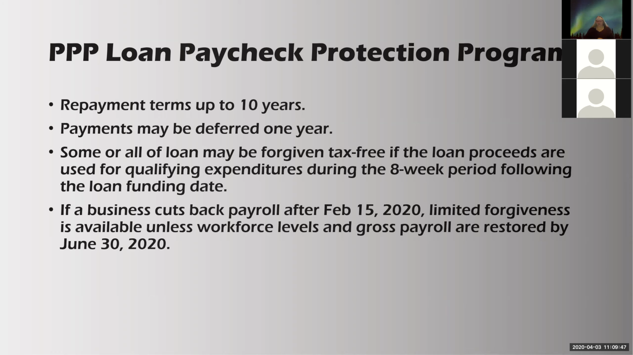The repayment terms are 10 years. Payments can be deferred for 1 year. So that means from the date you take out the loan, let's say you get the loan on May 15th, your payments won't start until May 15th of 2021. And then it'll be 10 years from that period.